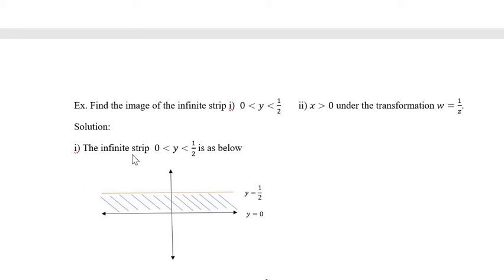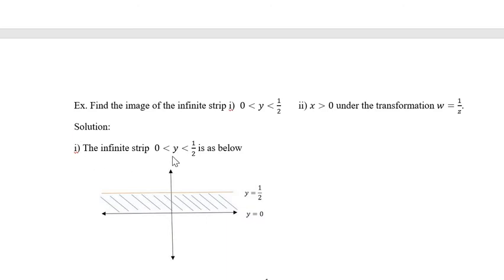First, the infinite strip 0 less than y less than 1 by 2 is as shown below. It is the region bounded by the two straight lines y equal to 0, that is the equation of x-axis, and another line y equal to 1 upon 2. This region is the infinite strip whose image needs to be found out under the inverse mapping w equal to 1 upon z.